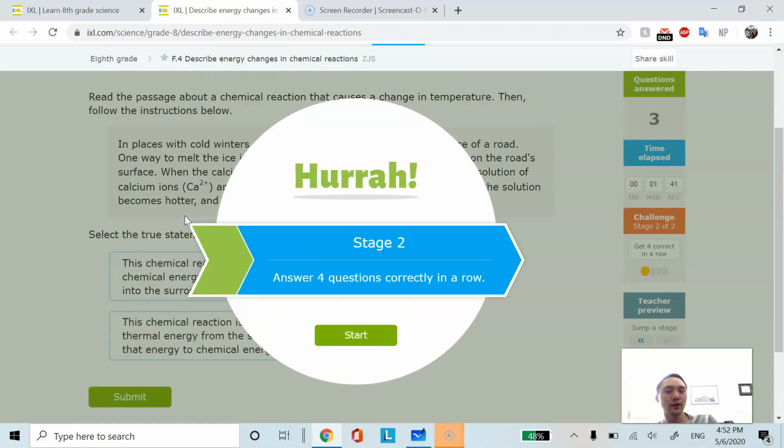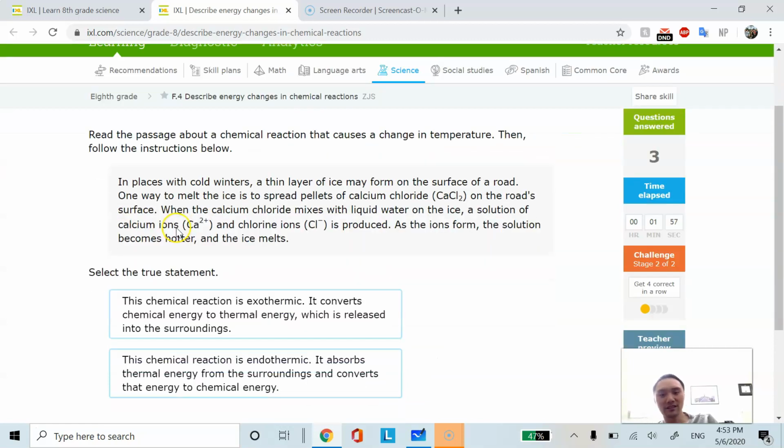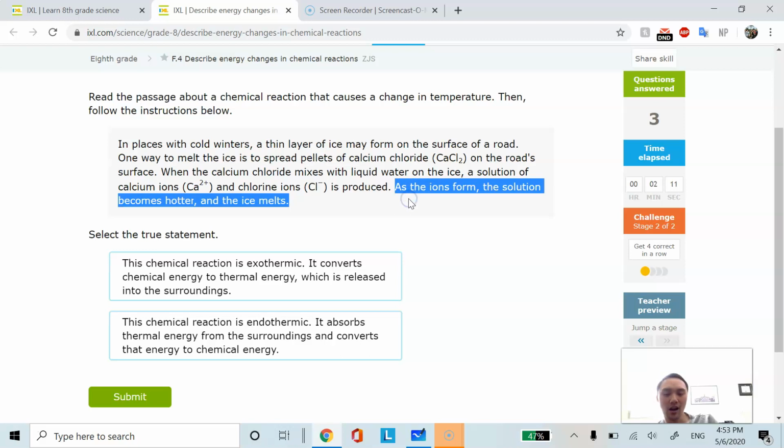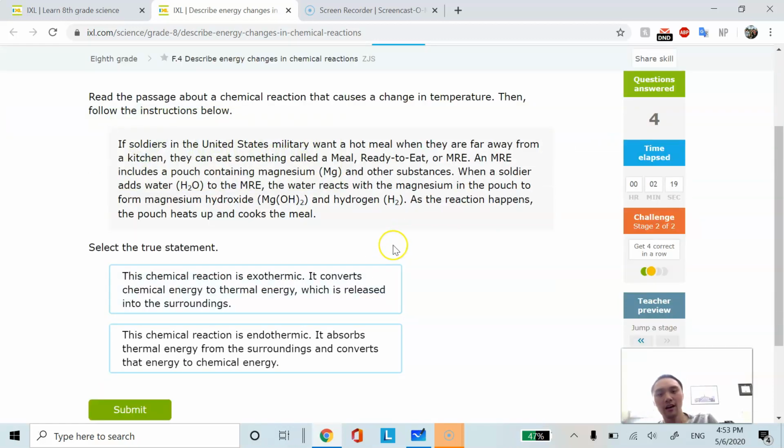In stage 2, you basically need to figure out whether the statement is describing an exothermic reaction or an endothermic reaction. Exothermic is typically the top choice and endothermic is typically the bottom one. Once again, I'm just going to read the second half. When calcium chloride mixes with liquid water on the ice, a solution of calcium ions and chlorine ions is produced. As the ions form, the solution becomes hotter and the ice melts. Since the solution becomes hotter, this would be an exothermic reaction.